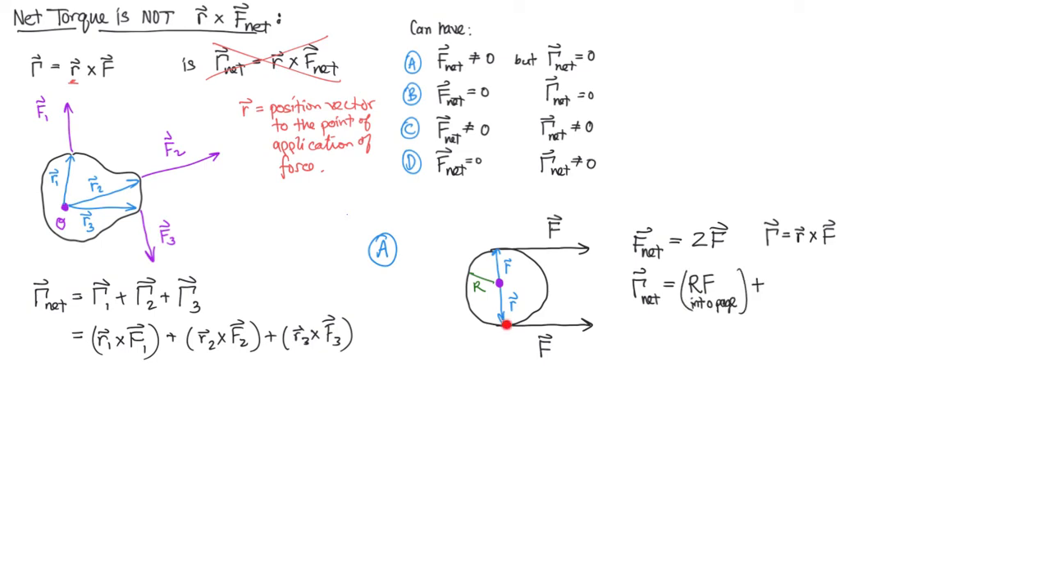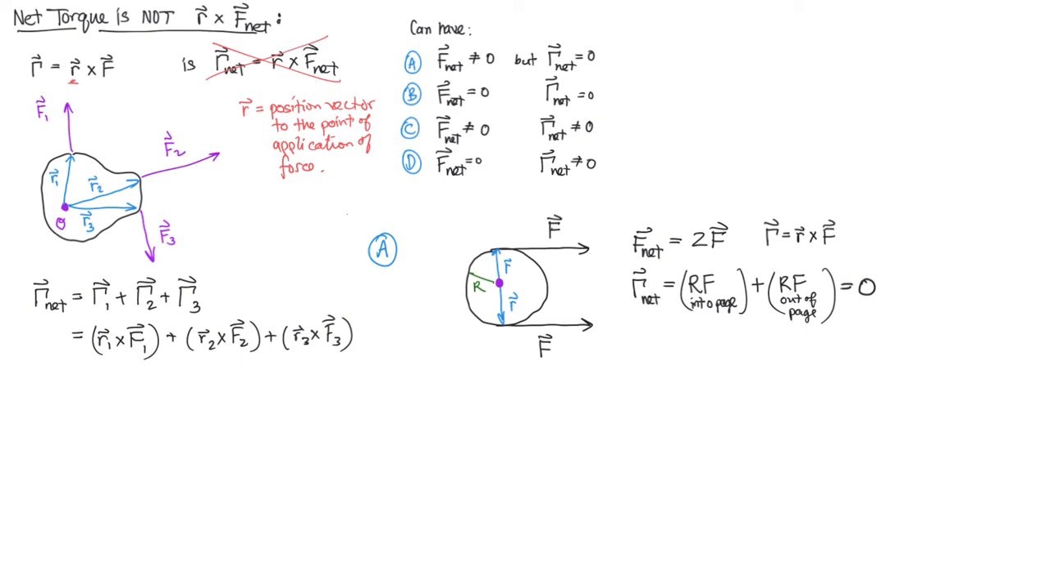And our second force is going to produce a torque that's R cross F, which ends up being capital R times capital F, because R and F are perpendicular, and that is out of the page. So if we were to assign, say, the z direction to be positive into the page, then we would have a positive RF and a minus RF, and when you add those all up, you get a net torque of 0. Okay, so that's a situation where we have a net force, but not a net torque.